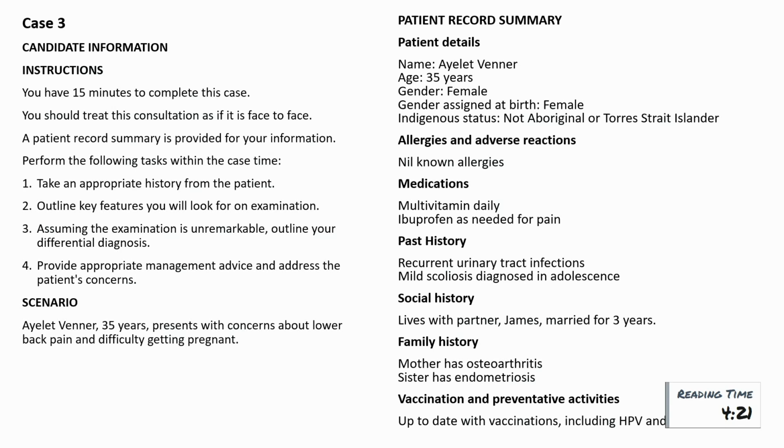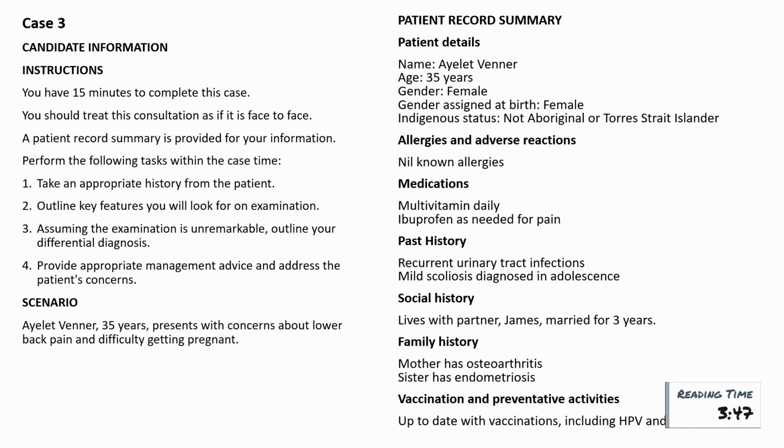Scenario. Eilert Venner, 35 years, presents with concerns about lower back pain and difficulty getting pregnant. Patient record summary. Patient details. Name, Eilert Venner. Age, 35 years. Gender, female. Gender assigned at birth, female. Indigenous status, not Aboriginal or Torres Strait Islander. Allergies and adverse reactions, nil known allergies. Medications, multivitamin daily. Ibuprofen as needed for pain.